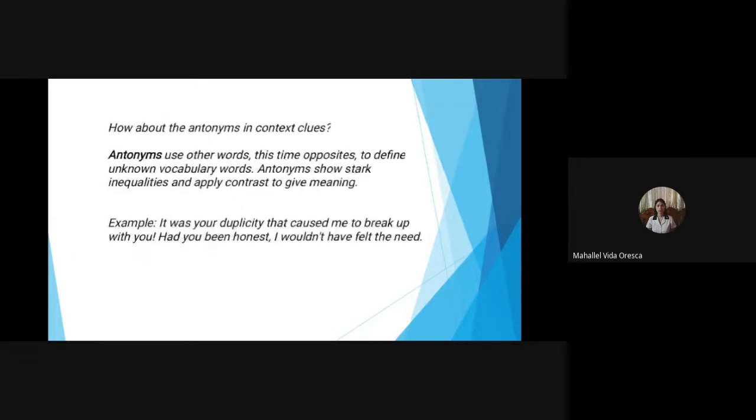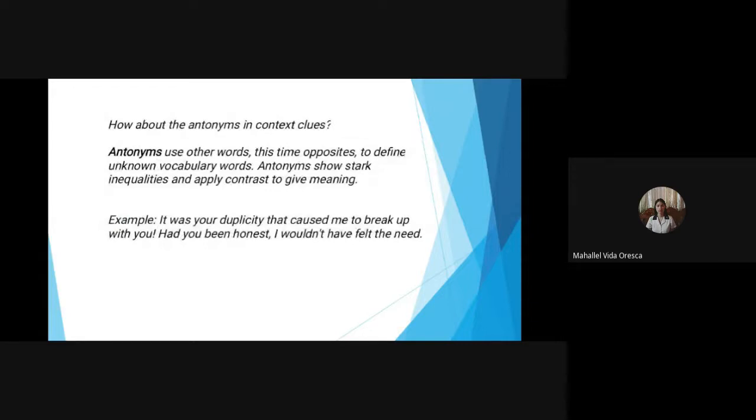How about the antonyms and context clue? Antonyms use the words this time opposite to find unknown vocabulary words. Antonyms show stars in qualities applied to giving to give meaning. Example: it was her duplicity that caused me to break with you. Had you been honest, I wouldn't have helped you.